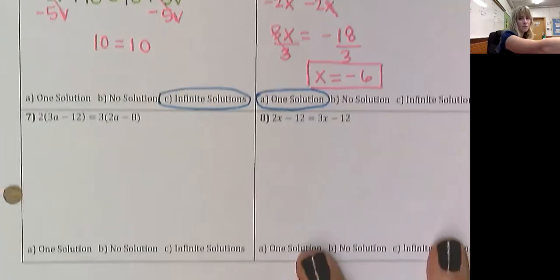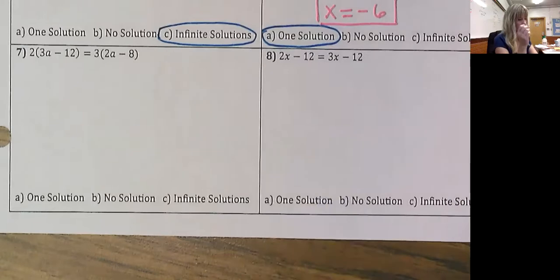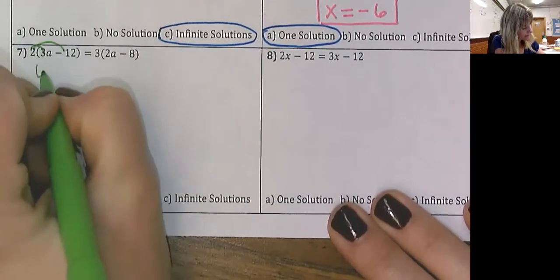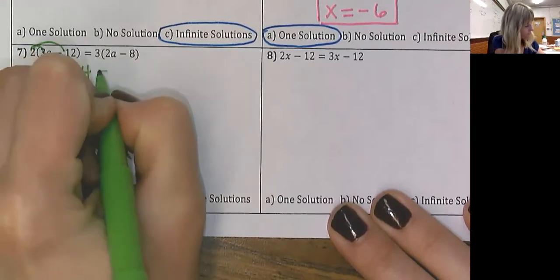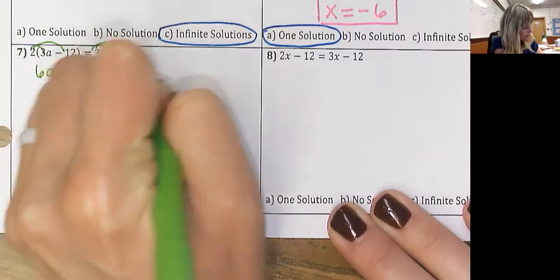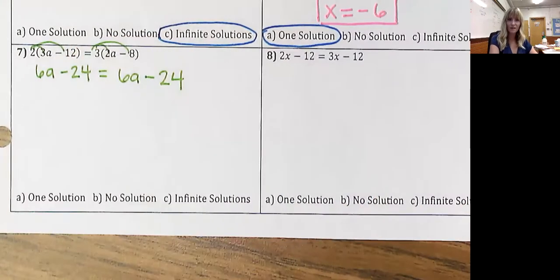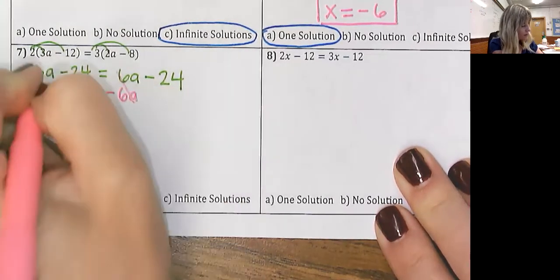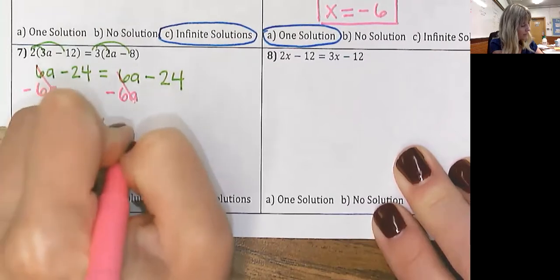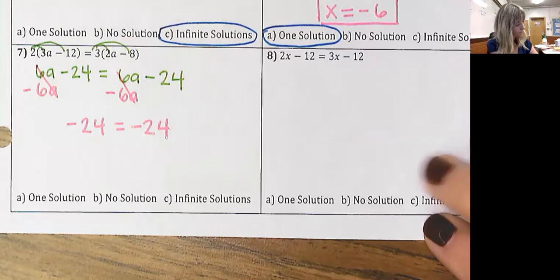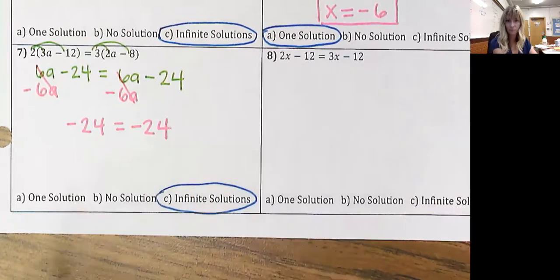All right, last 2. Here we go. Number 7, let's clean this up. Distribute. 6a minus 24. Do you see what's going to happen on this one? Minus 6a, minus 6a. The variables canceled and the equation I am left with is totally always true. Infinite solutions.